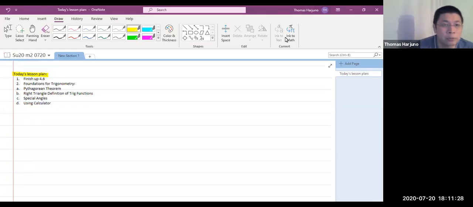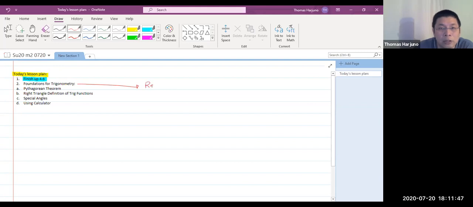Today we will finish up chapter 4. That's the first thing we'll do. So I will do more problems, and then I get into foundations for trigonometry. Now, there are some parts in our textbook that you can start reading on your own.